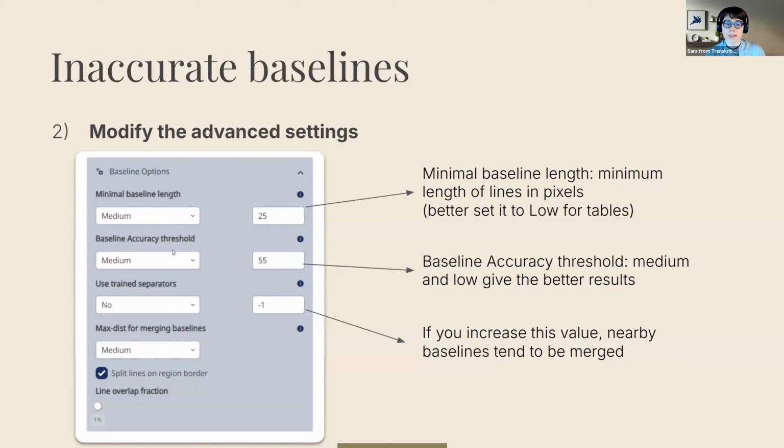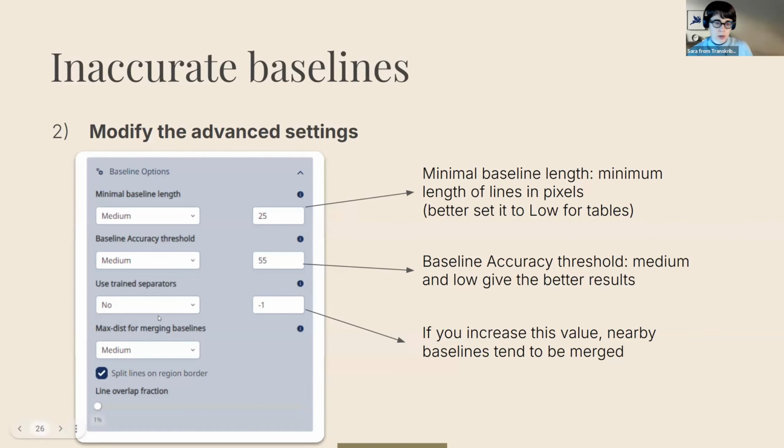Is how accurate the transcription, the baseline recognition should be. It's a bit difficult to understand and maybe also a bit counterintuitive, but based on our test, setting the baseline accuracy threshold to medium or low gives the better results. So if you see that only a few lines have been detected, you can try to decrease the baseline accuracy threshold and set it to low, and this will increase the number of lines detected.